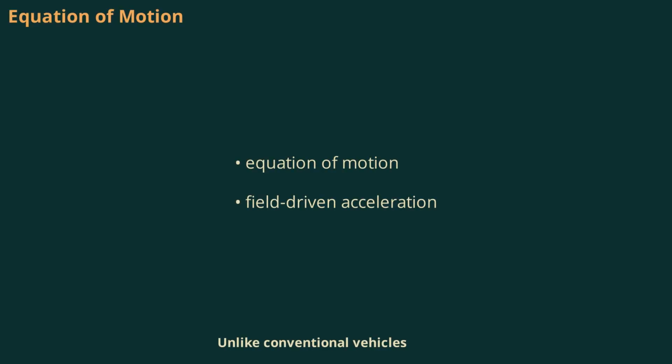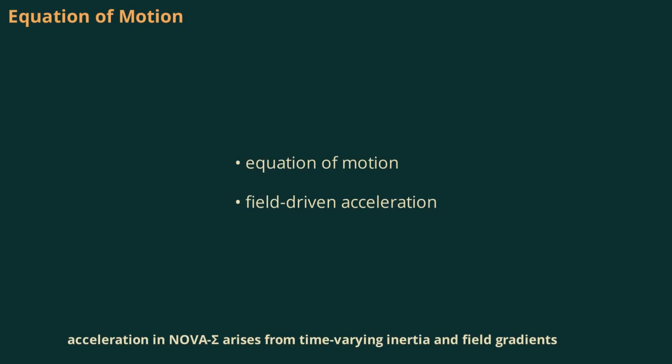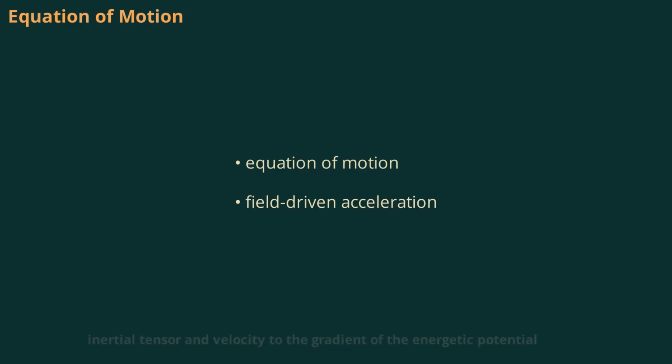Like conventional vehicles, acceleration in NOVA-Σ arises from time-varying inertia and field gradients, not from force expulsion. The governing equation links the rate of change of the inertial tensor and velocity to the gradient of the energetic potential. This approach allows for smooth, controlled motion without the need for exhaust or moving parts, fundamentally changing how we think about propulsion.